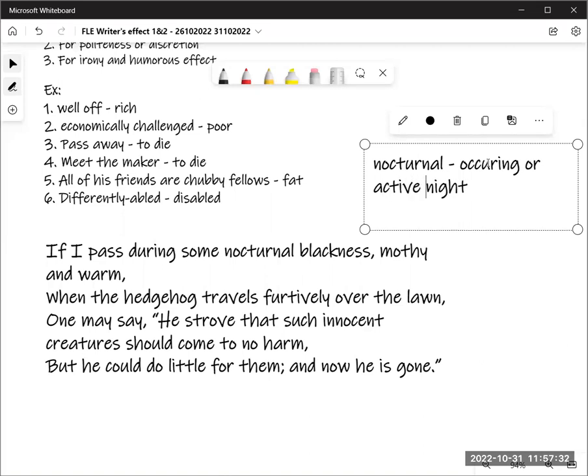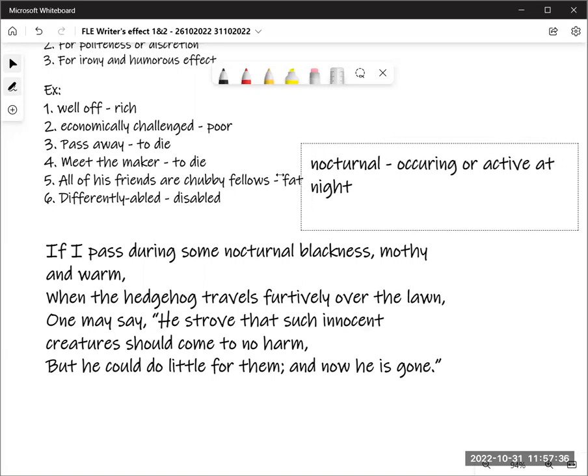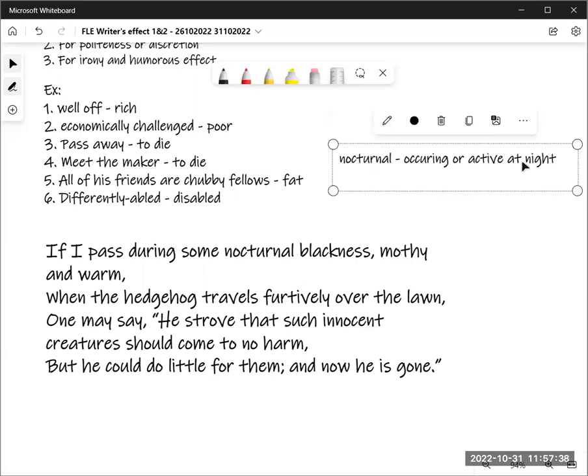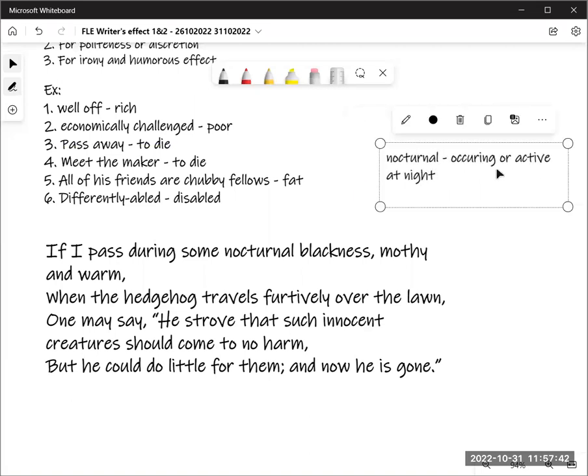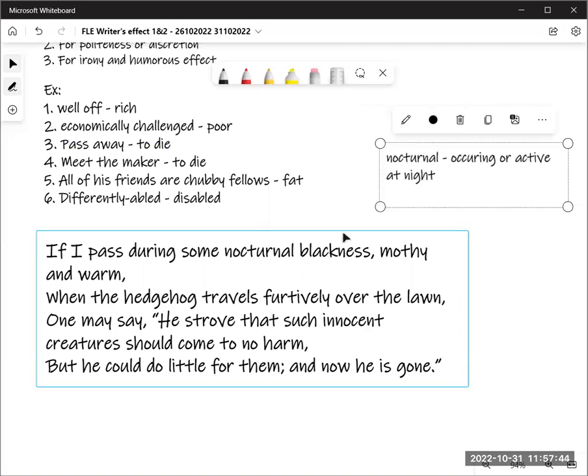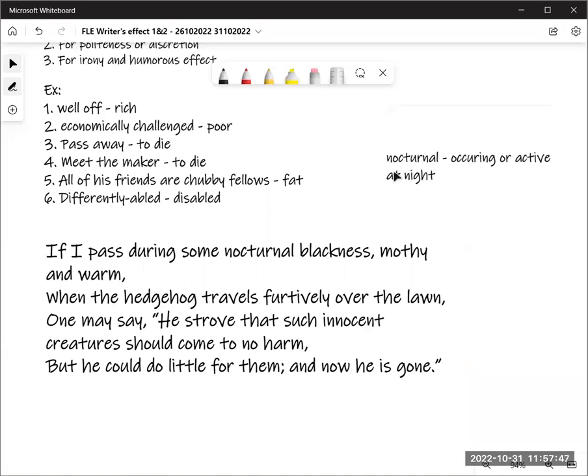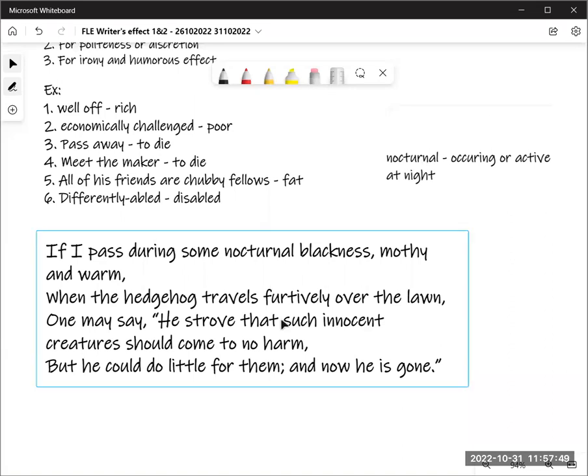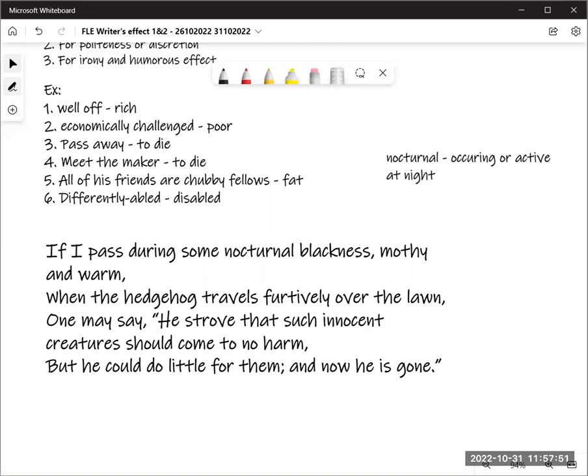Now it has two meanings. Either something is happening at night or someone is active at night. So if I say bats are nocturnal, that means that they are active at night. But if I say nocturnal blackness, that means occurring at night. It has two meanings. Now, what was the other one?